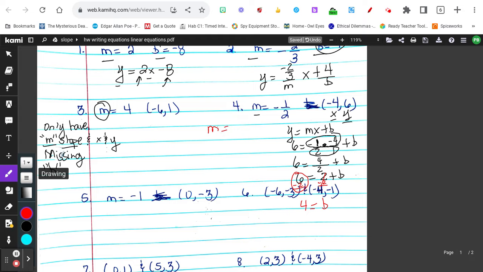So now I know that m is negative 1/2 and b is actually 4. So I can write the equation y equals negative 1/2 x plus 4.